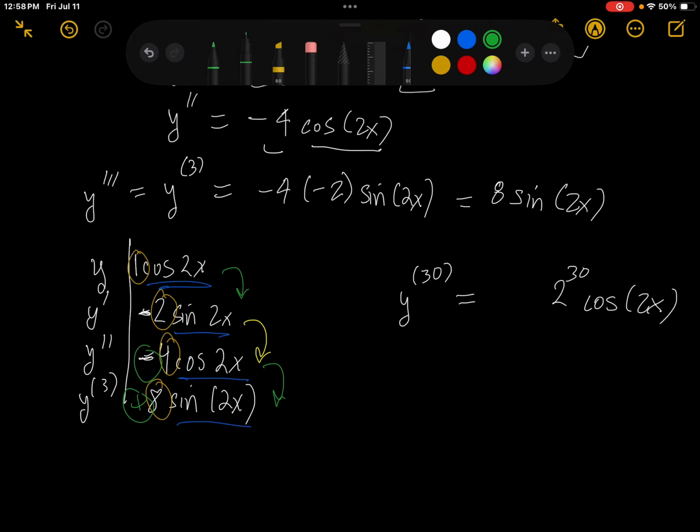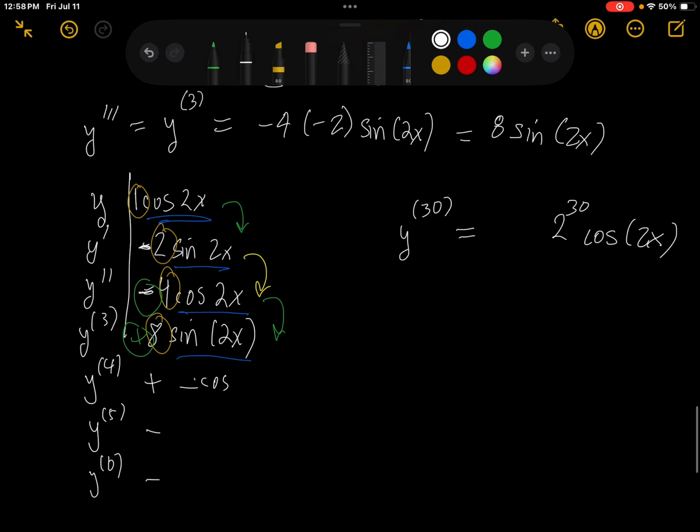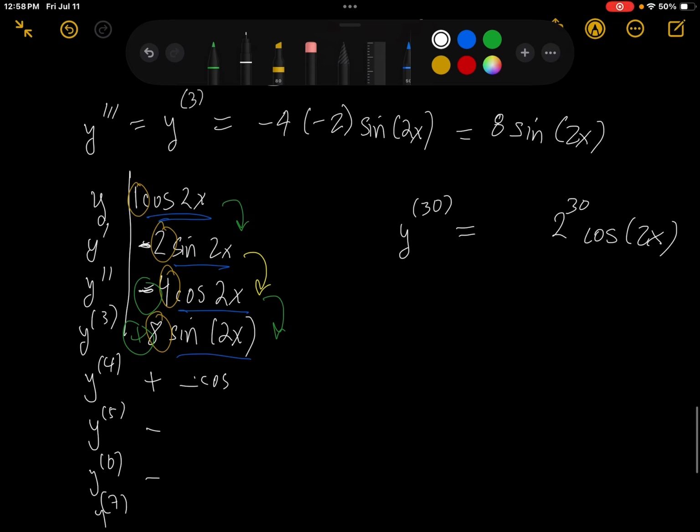It's actually kind of tricky. Let's see. Maybe we should continue the pattern with the 4th derivative. So 4th derivative, you're going to get a plus and then plus something with cosine, right? So then for the 5th derivative, you get minus. And then it's going to be minus with the sine. So then for the 6th derivative, are you going to get a plus or minus? You're going to get a minus. But then that's with a cosine. So then when you take the 7th derivative, you're going to get a plus.